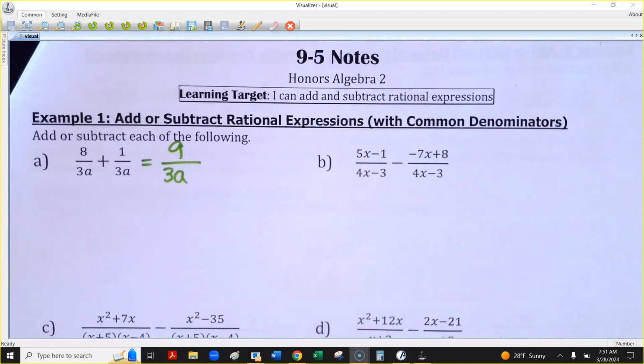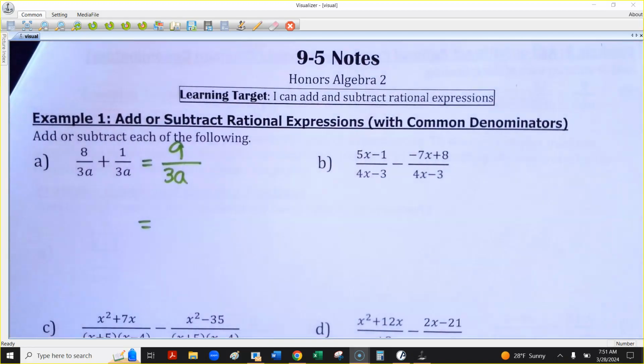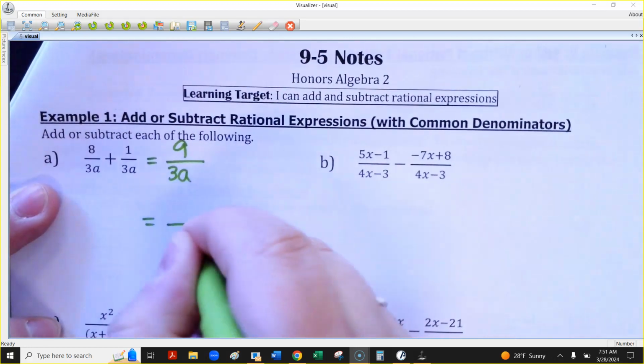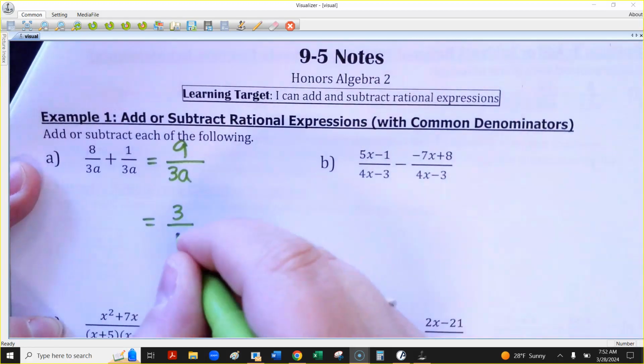Is that as simplified as I can go? What else could I do there? You could divide the 3. So everything's a product here, right? I've got just a 9 on the top, 3 times a is a product on the bottom. 9 divided by 3, totally legal. This is 3. It would stay on the top because you get the bigger number on the top, and the a would go on the bottom.